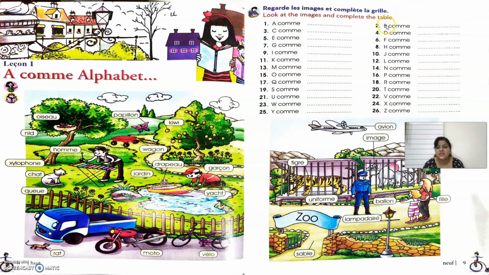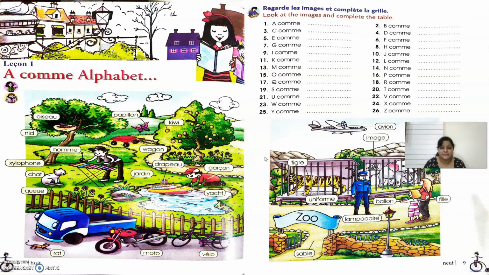Let's try another one. The second one, it's written B comme. B comme. So which word is starting with B? Yes, ballon. So you will write down here B comme ballon. So basically all the vocabulary is given in these two pages. You just have to write down the words picking up from this text. Okay, so I hope you can solve the other one also.